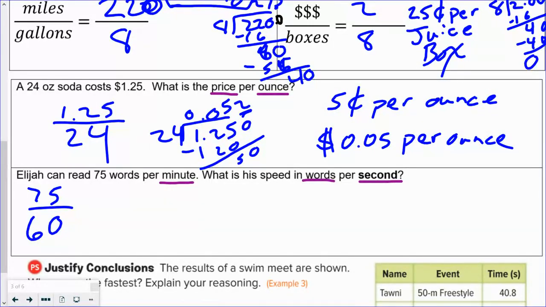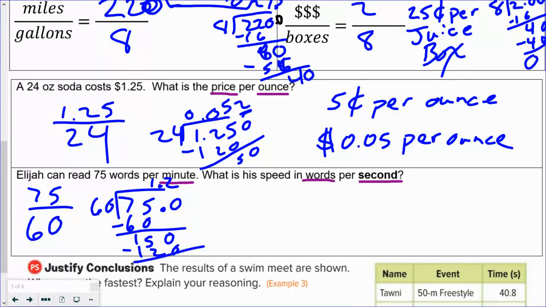Okay, so 75 divided by 60. Well, 60 can go into 75 one time. And that leaves me with 15 left over. Put your decimal there then and bring down your 0. We got 150. Well, I know 60 times 2 is 120. Running a little bit out of space. And then add another 0. And 60 times 5 actually is 300, and that gets me to my 0. Okay, so what is his speed per second?